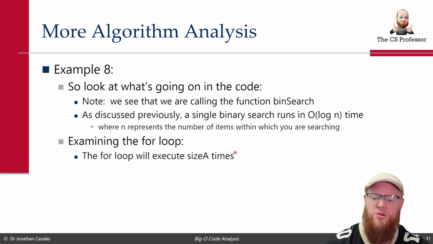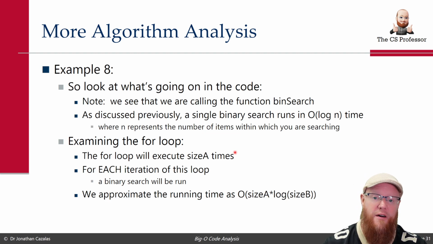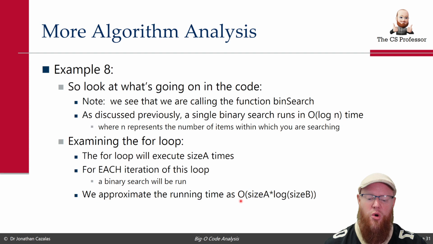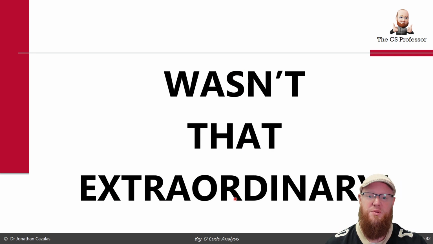Now we know the binary search is log n. The for loop executes exactly size A times. And for each iteration of that size A times, the binary search will run and it has a speed of log of size B. So ultimately, we have what is the big O running time of that code fragment? It's size A, the number of iterations of the outer loop, times log of size B.